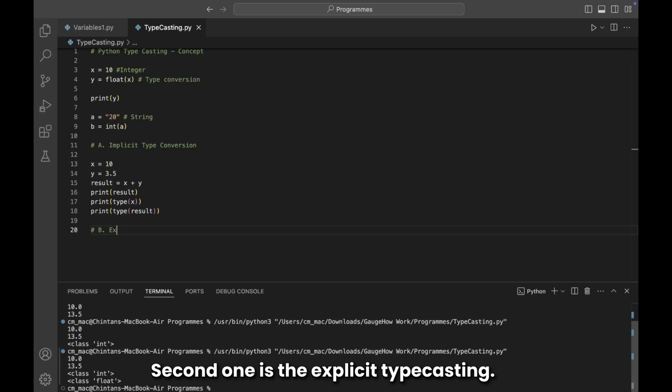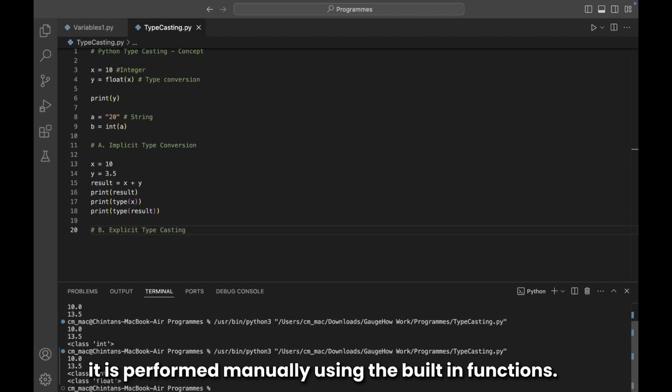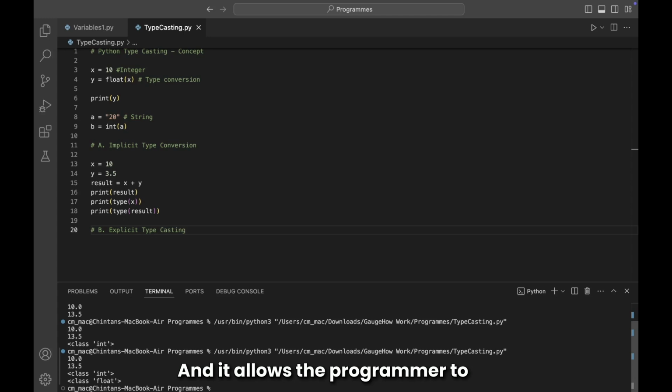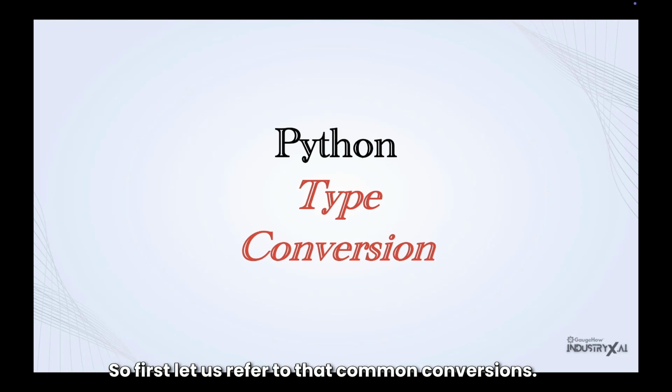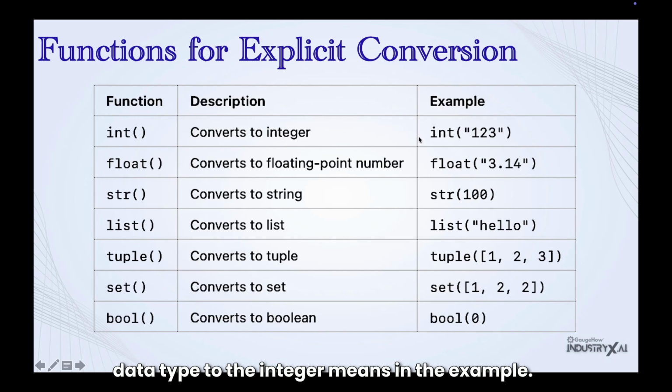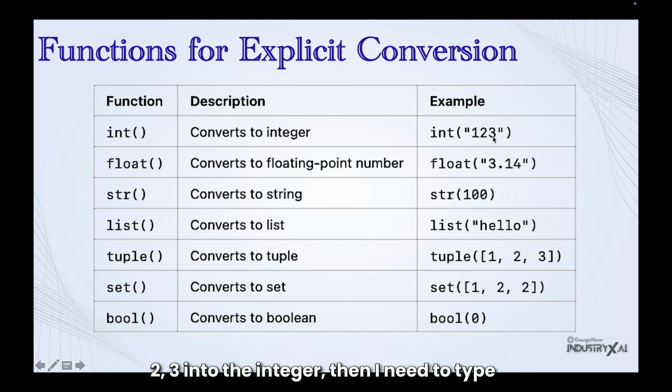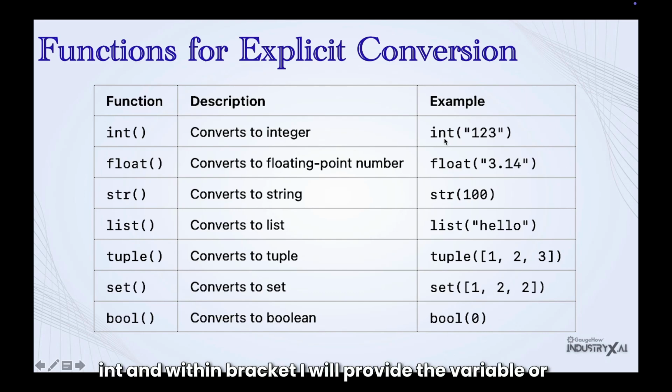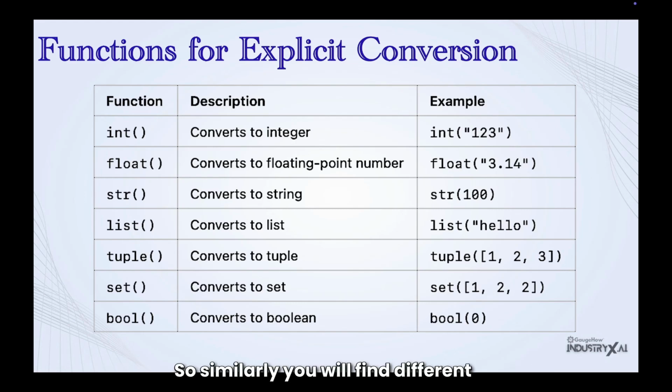Second one is the explicit typecasting. It is also called the typecasting, and it is performed manually using the built-in functions, and it allows the programmer to control how the data is converted. There are some common functions available for explicit conversion. First let us refer to the common conversions. Here you can see in the table, first function is the int, and it converts the data type to the integer. In the example, if I want to convert 1, 2, 3 into the integer, then I need to type int, and within bracket, I will provide the variable or the value which I want to convert. Similarly, you will find different functions for the explicit conversions.